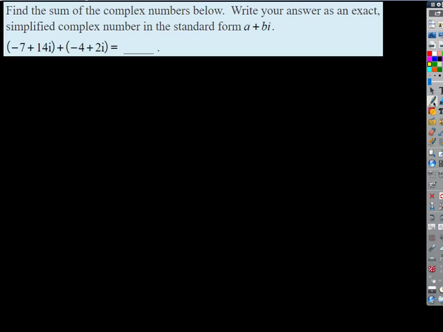Now, that's different than, let's take another example. If I did something like, I'm going to use x's this time, because all I'm worried about is just the patterns, not the complex number part for a second. If I add up x plus 4 plus x minus 7, I don't need the grouping symbols, do I? I can just get rid of them freely, right?